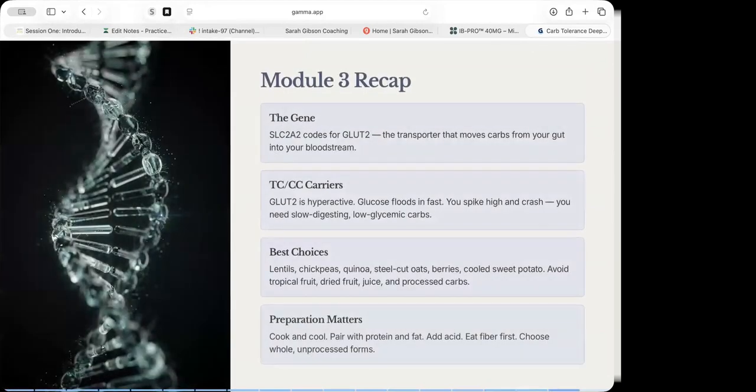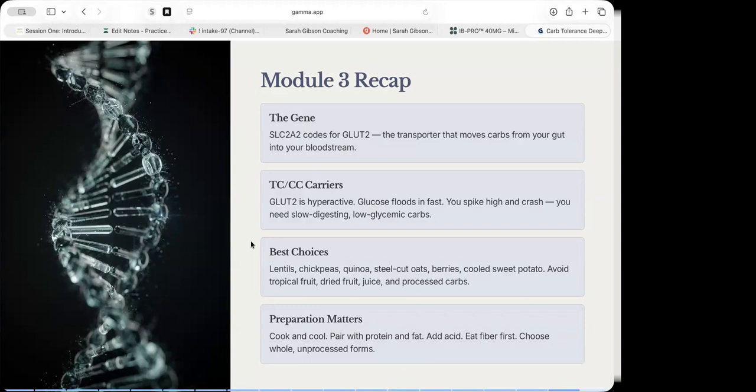Which can be a really different experience than what people are used to if they're eating the carbs at different times of the day. So this is just our quick recap of the different impacts of this SLC2A2 gene. It codes for GLUT2, so think of that as a little dump truck that is filling up with glucose and taking it across the barrier from your GI into your bloodstream.